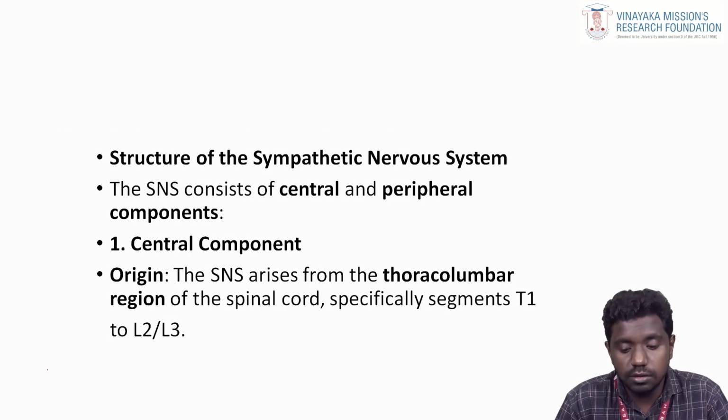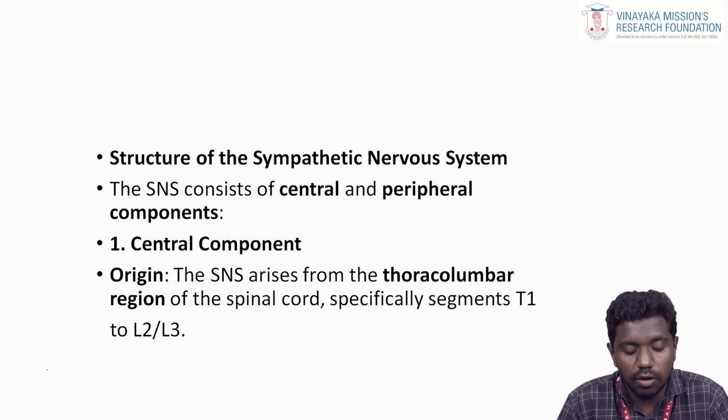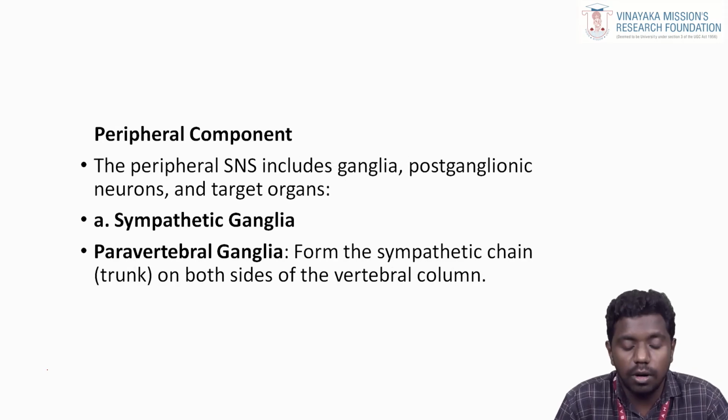Next, the structure of the sympathetic nervous system. The structure consists of central and peripheral components. The central component originates from the thoracolumbar region of the spinal cord, specifically T1 to L2 or L3. Okay, thoracic T1 to lumbar L2 or L3. This is the central component of the sympathetic nervous system. And the peripheral component consists of ganglia, postganglionic neurons and target organs.